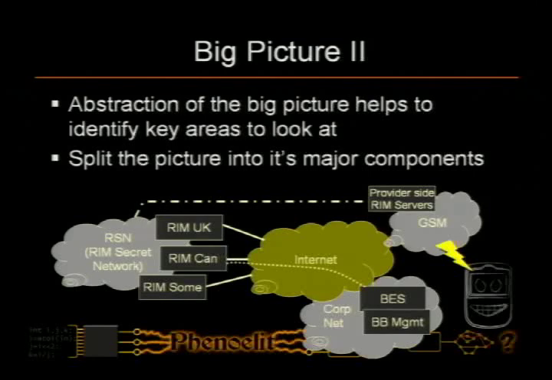So you have the evil BlackBerry to the right. Then you have the GSM network. We're German, so we're living in GSM land. You have provider-side servers that are obviously somehow specialized at something related to RIM. Then you have the RIM secret network over here, and the border systems, they're called SRP, in different countries, UK, Canada, somewhere else. Then you have a corporate network site with an enterprise server and the enterprise server management software to that.